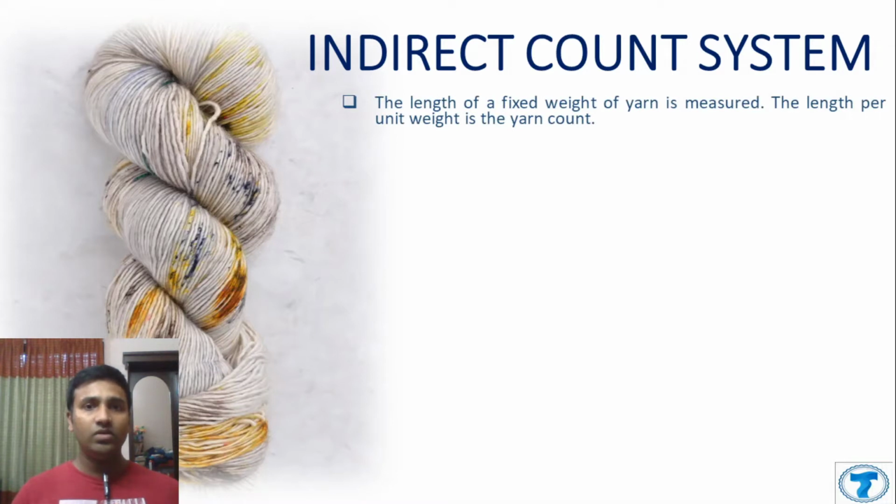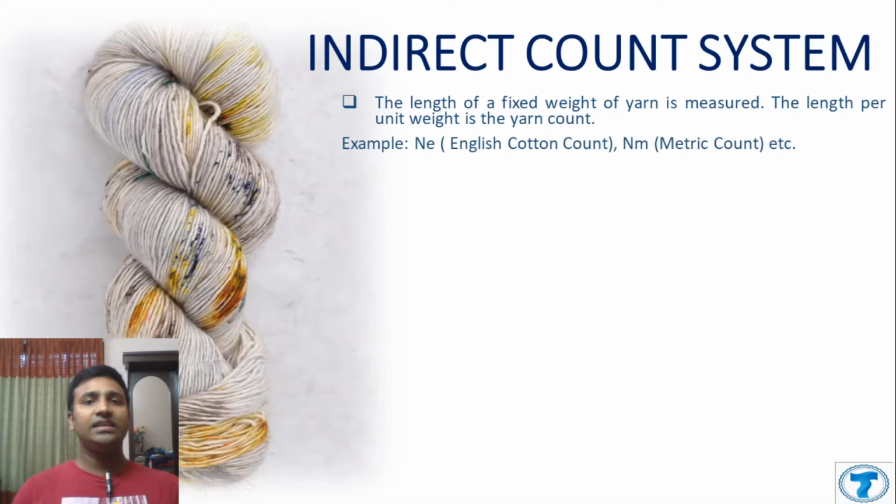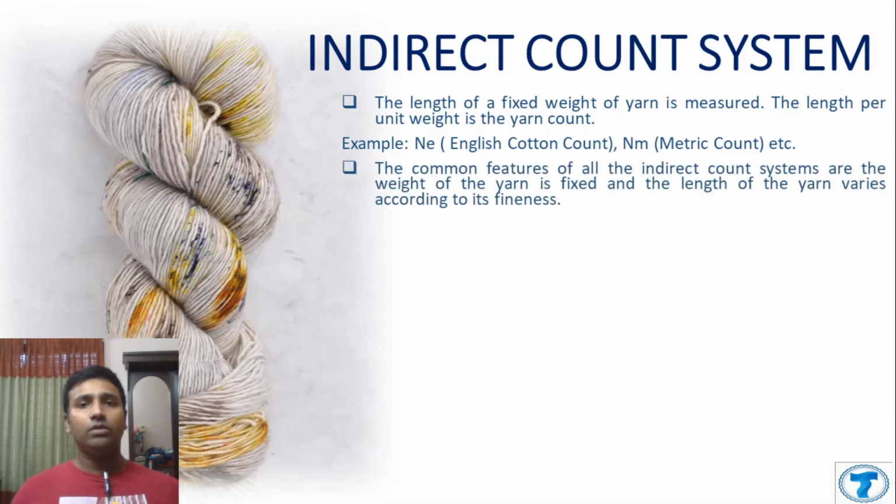In the indirect count system, the length of a fixed weight of yarn is measured. The length per unit weight is the yarn count. For example, the English count system and the metric count system are under the indirect count system. The common feature of all indirect count systems is that the weight of the yarn is fixed and the length of the yarn varies according to its fineness.